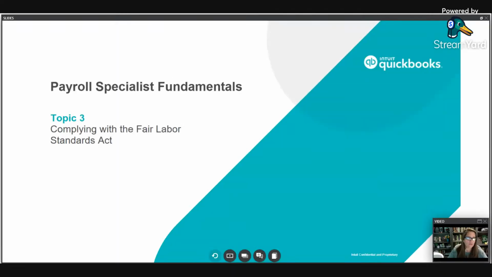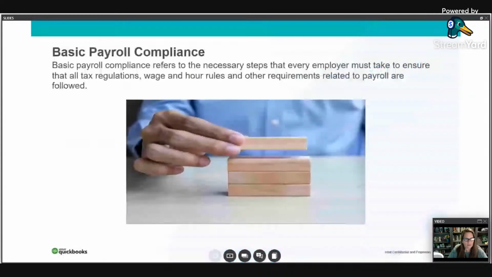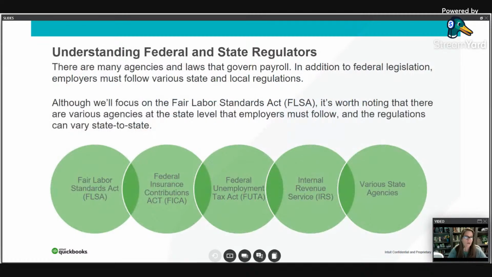Okay, so complying with the FLSA, we're going to talk about payroll regulations outlined in the Fair Labor Standards Act. Payroll compliance refers to the necessary steps that every employer must take to ensure that all tax regulations, wage and hourly rules, and the requirements are followed, observing federal and state overtime rules and more. So payroll compliance means adhering to all federal, state, local regulations that govern how employees are paid.